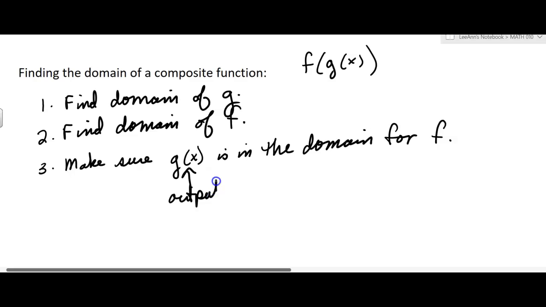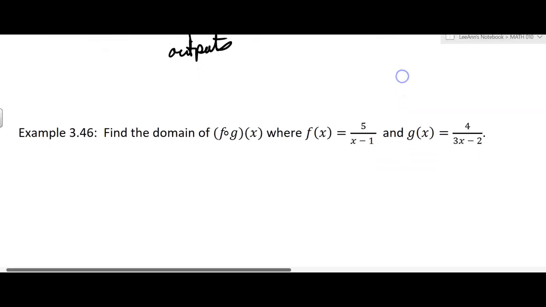So you put in x values, you take your domain values, you put them in for g. That's what you do first. But anything you get out has to be able to be put into f. So it has to be part of the domain of f. Okay, so it's really confusing. You can go back and rewind this and read this part over, and I'll explain it in the example.